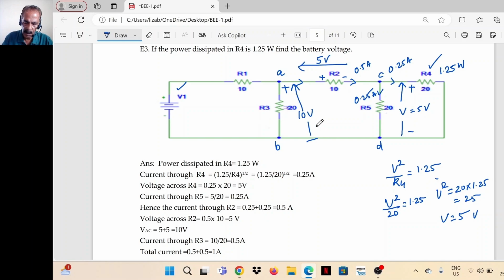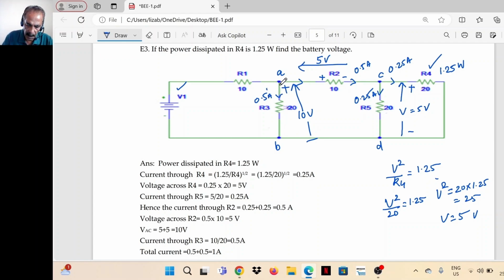So the voltage across R3 is 10 volt, value of R3 is 20. So current through R3 is 10 divided by 20, that is 0.5 ampere. So with this information, we got the potential difference between A and B. So that divided by R3 is the current through R3. So 10 divided by 20, 0.5 ampere. 0.5 ampere is the current through R3. It is flowing from A to B because A is positive with respect to B.